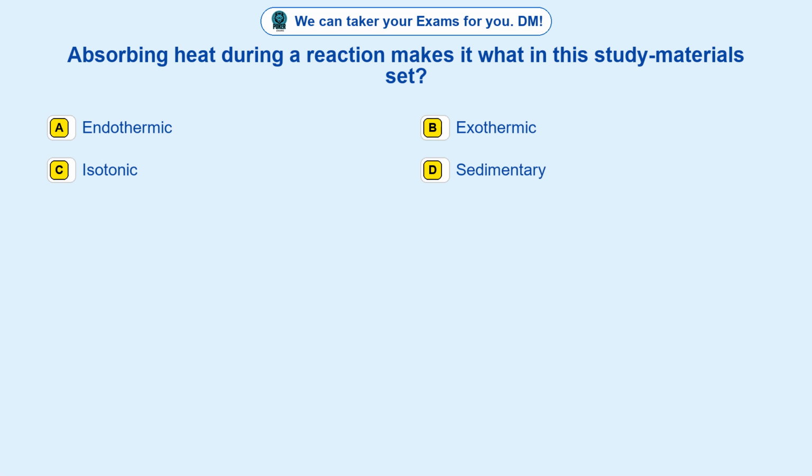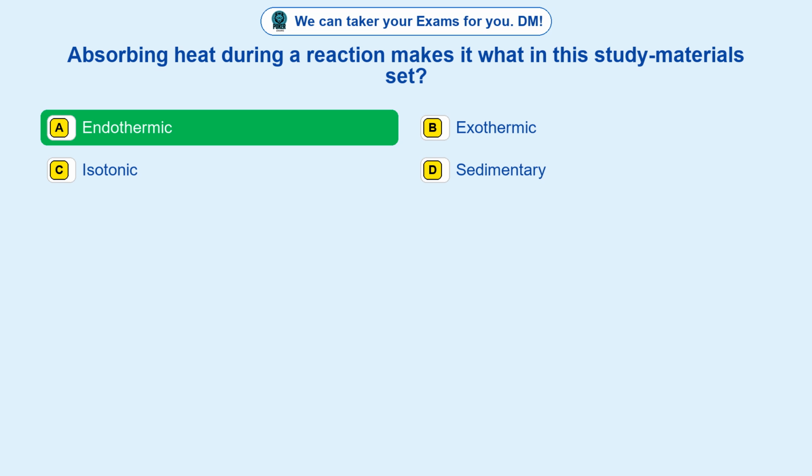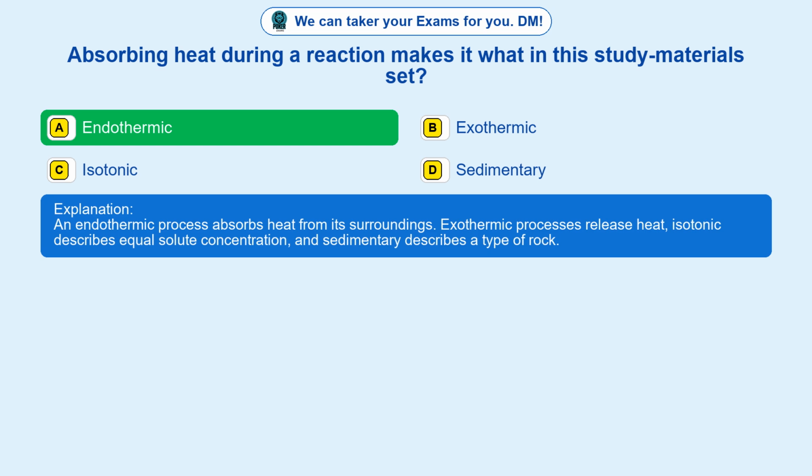Question 47. Absorbing heat during a reaction makes it what in this study material set? Option A endothermic. Option B exothermic. Option C isotonic. Option D sedimentary. The correct answer is option A. Endothermic. An endothermic process absorbs heat from its surroundings. Exothermic processes release heat, isotonic describes equal solute concentration, and sedimentary describes a type of rock.